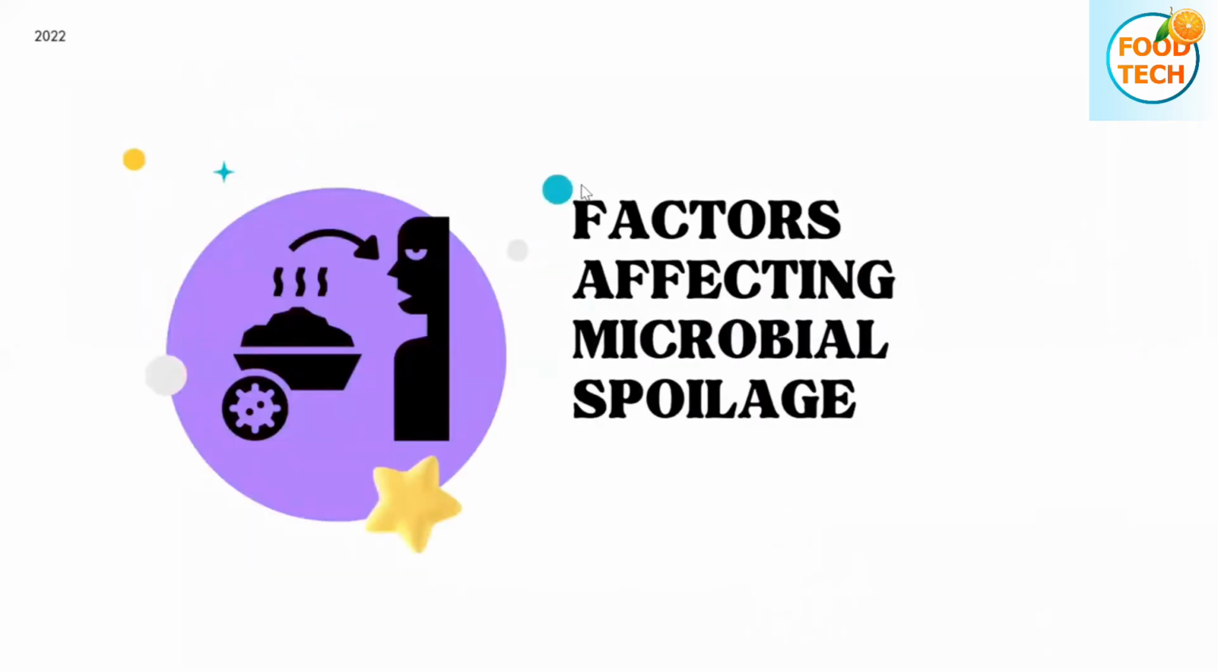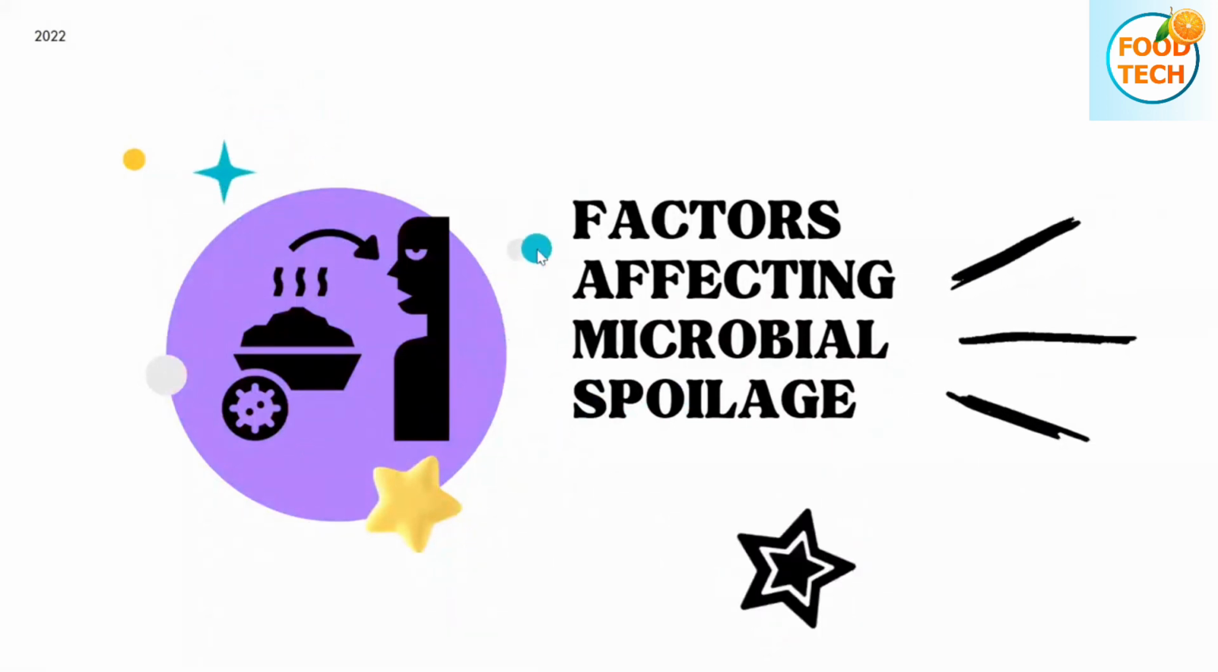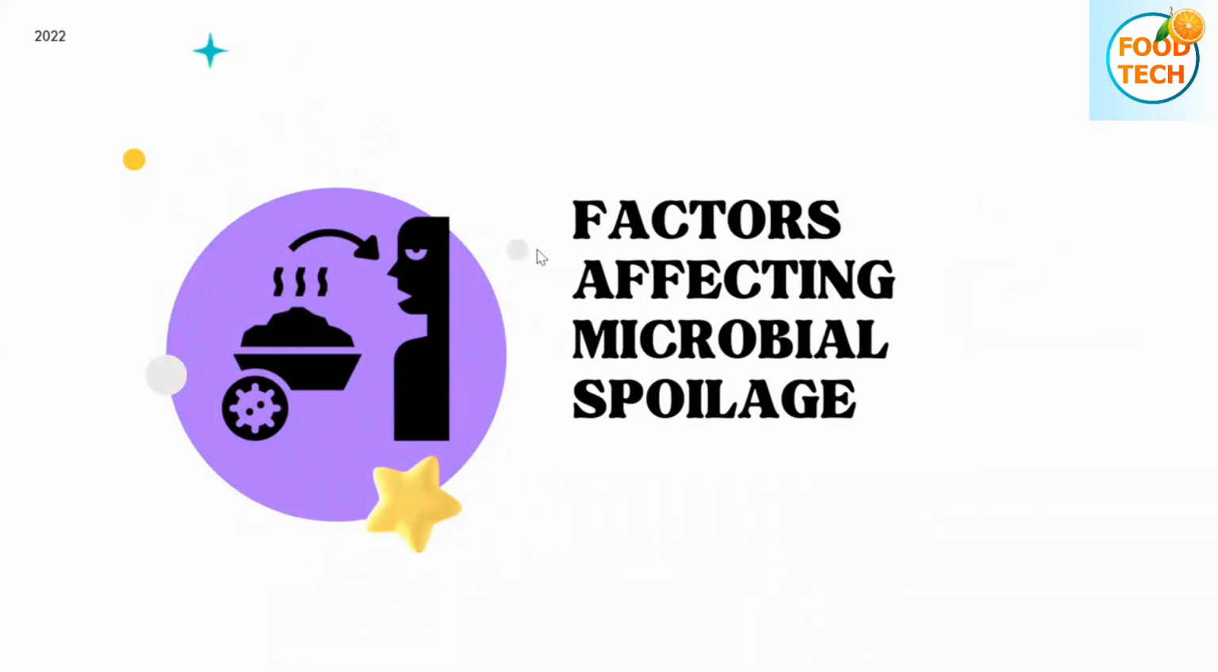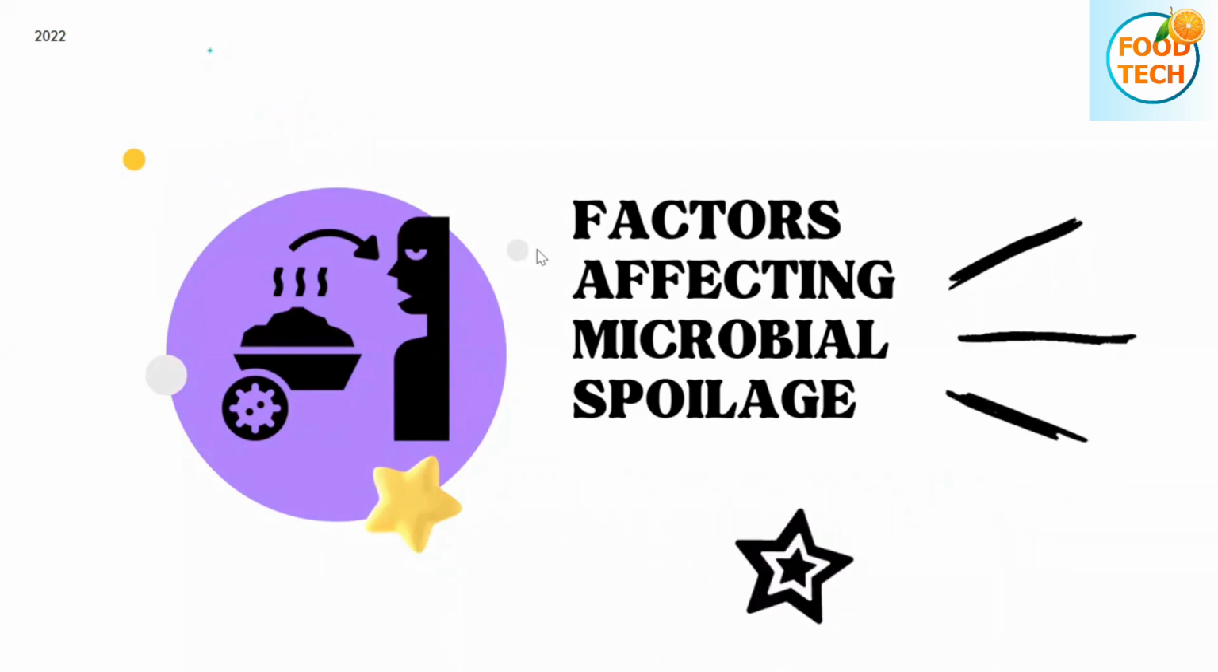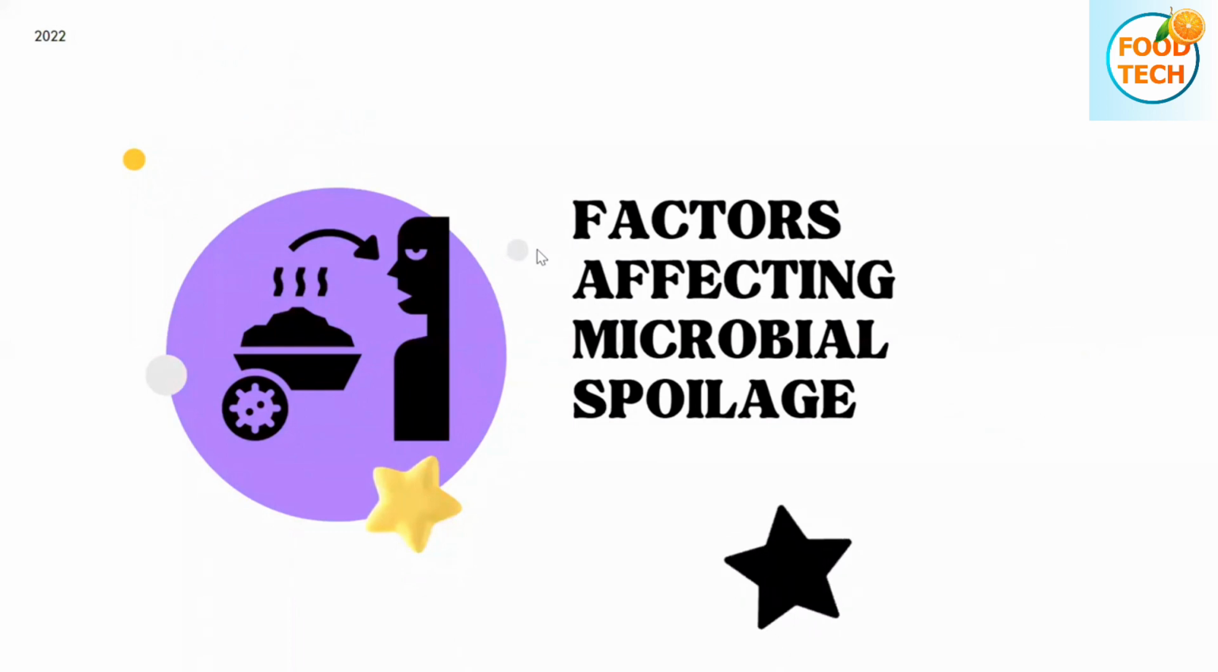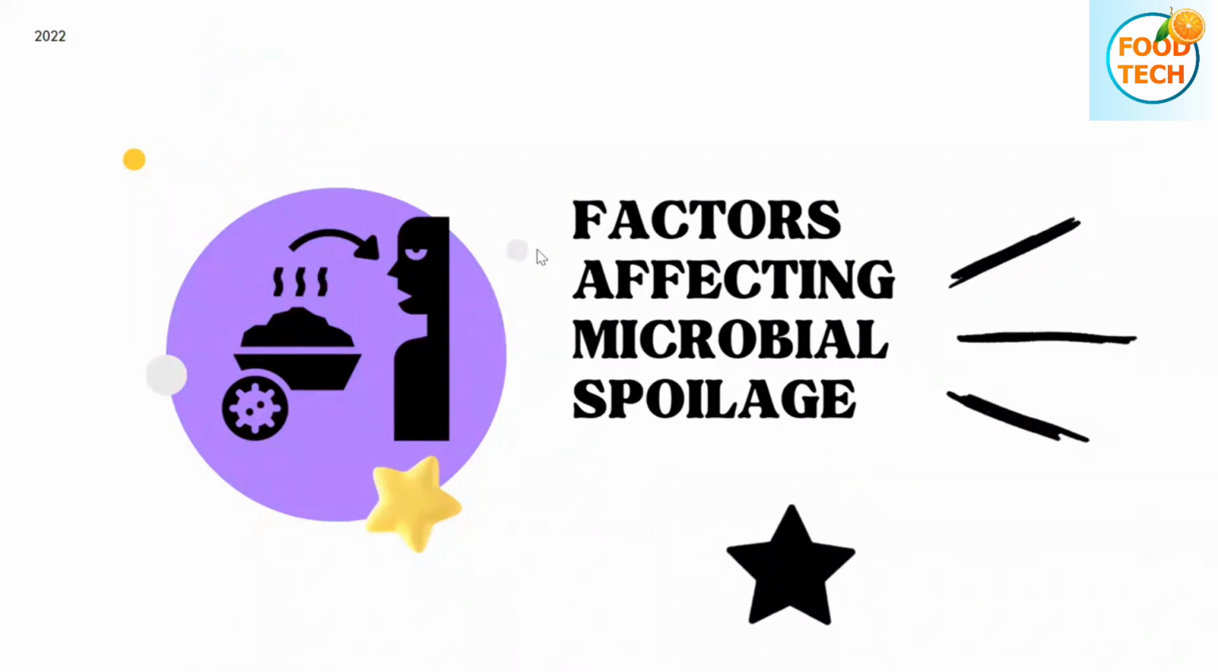now guys, let's talk about the major factors which affect microbial spoilage. As I mentioned in my previous slide, bacteria require certain pH, certain water quantity, certain oxygen levels, certain temperature, and similarly the yeast requires certain temperature, pH, water activity, oxygen concentration. We'll talk about all that in detail now.